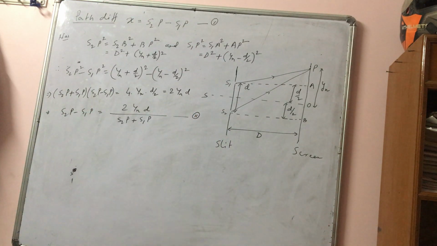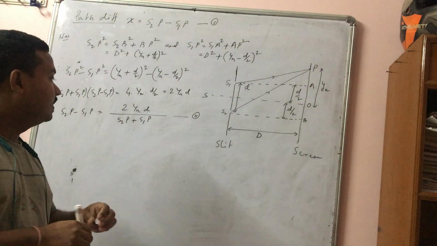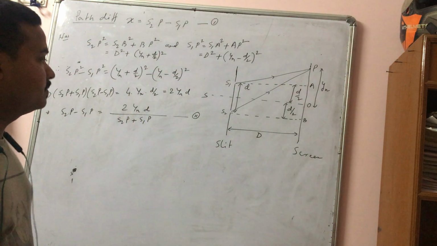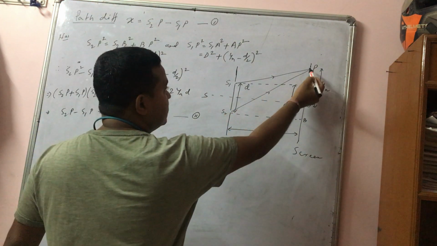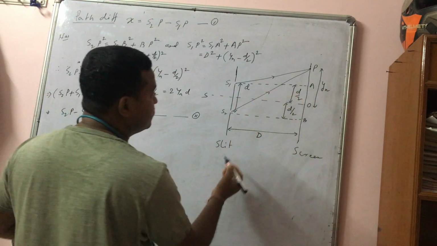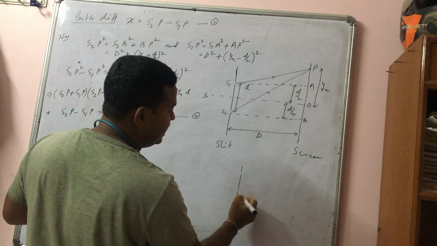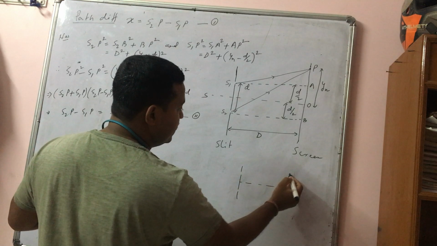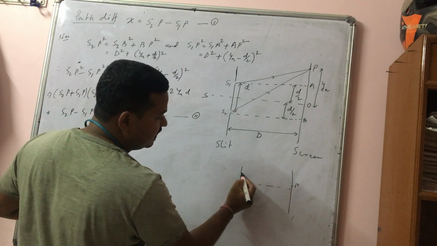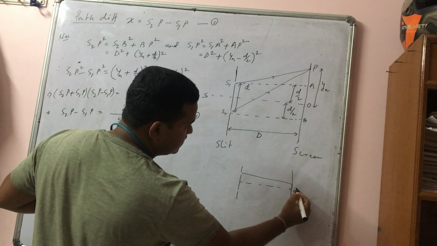Now in physics you always make some assumptions in order to find a simple result. So here also I will make an assumption. If we consider the point P to be very close to the center, in that case, suppose this is the center and the point P is very close to it.